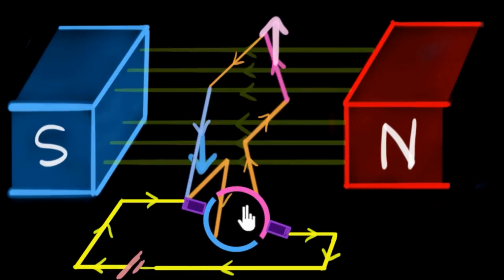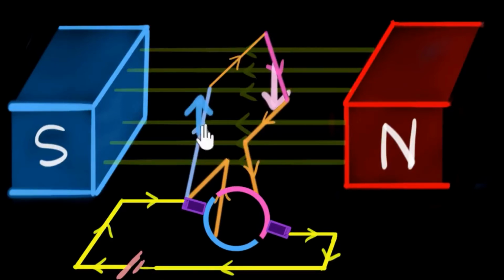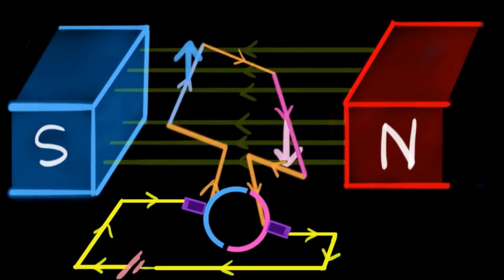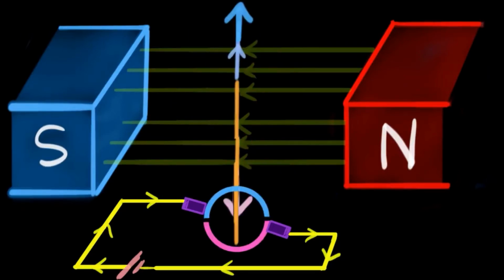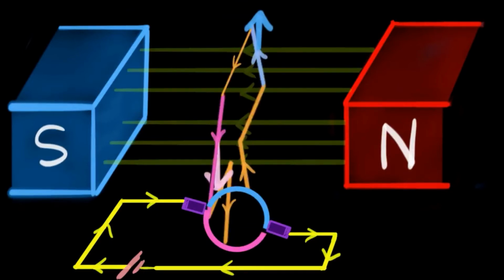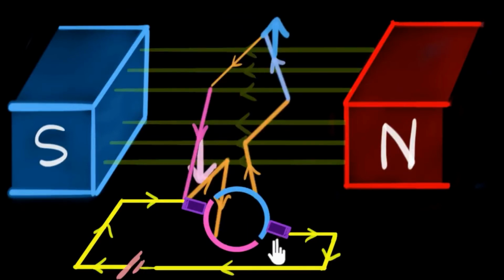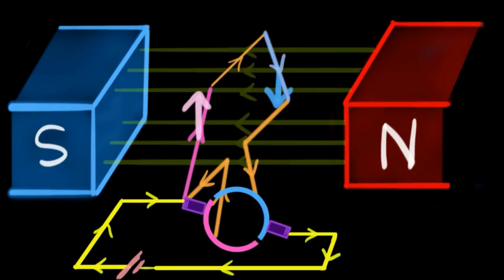And making it move in the upward direction. See, the blue part moves upwards now and the pink part moves downwards. Once again, if it completes half rotation, the pink part comes in contact with the positive terminal and the blue part comes in contact with the negative terminal. Now the current makes the armature rotate in the same direction. That is, the pink part moves upwards, the blue part moves downwards.